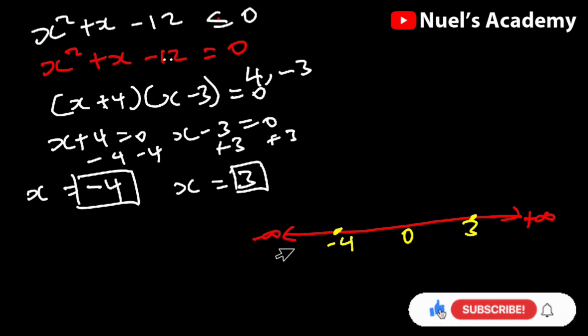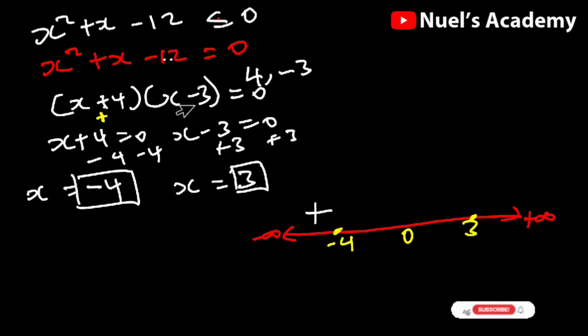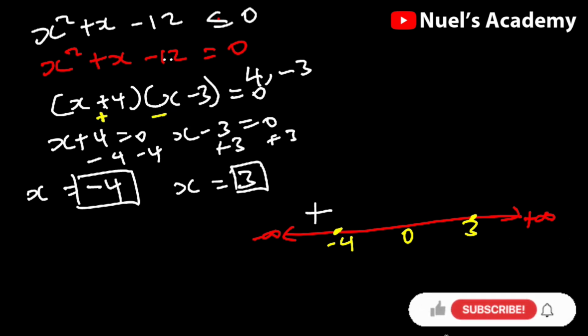So let's pick negative 5 here because it falls within negative infinity and negative 4. Negative 5 plus 4 is a negative number. Then negative 5 minus 3 is also a negative number. So negative times negative is positive, so we write a positive sign here. Between negative 4 and 3, let's pick 0. 0 plus 4 is a positive value, 0 minus 3 is a negative value. So positive times negative is negative, so we have a negative sign here.